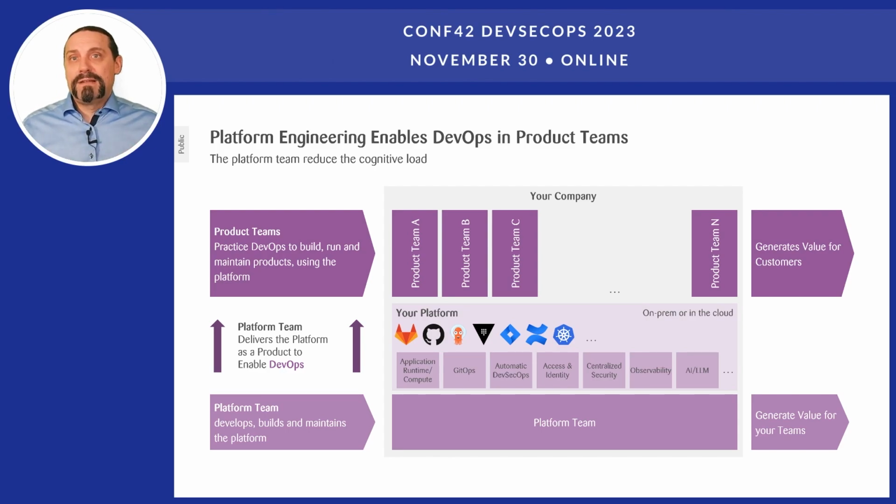This does not mean that the platform team creates the CI/CD pipeline or monitors the application. No, absolutely not. The teams are doing that. The platform team just gives them the platform where they can build upon that. A standardized platform which generates value for these teams. And this means that the product team can do DevOps, the cognitive load is lower, so they can generate value for their customers, and the platform team generates value for the teams.